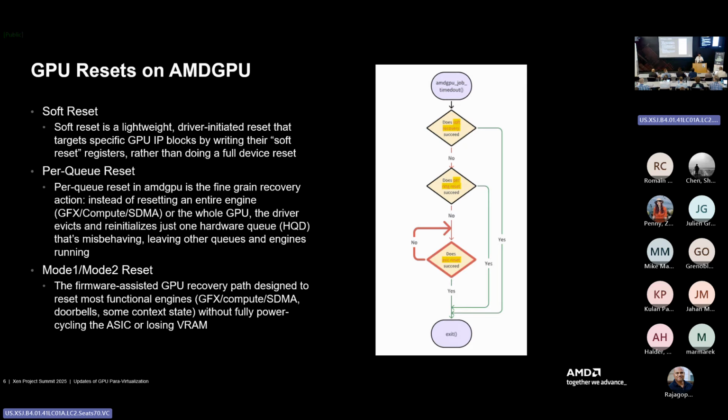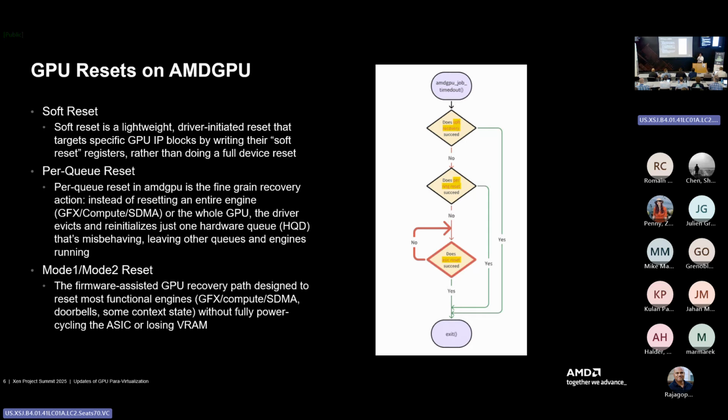And the third method is the mode 1, mode 2 reset. This is the whole ASIC reset. We probably will reset most of the IP function blocks, like graphics, compute, SDMA, and doorbell, and some context status, something like that. During this phase, we may lose the VRAM during the hardware reset and reinitialize the VRAM. So the reset time, from top to bottom, gets longer and longer.